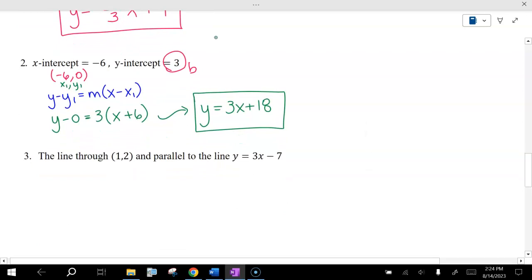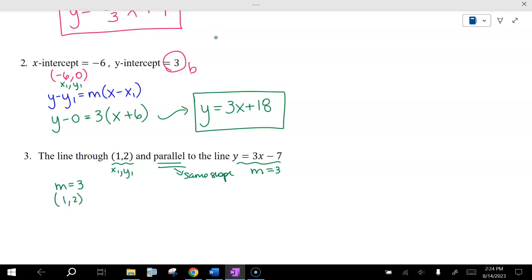Now if we look at this next one, it tells us the line goes through that point 1 comma 2. So there's our x1 comma y1. And it says it's parallel to this line. So if we have a parallel line, we know it has the same slope as this line right here. So if we look at this line right here, we see that the slope is 3. So since we know they have the same slope, then our slope of the line we're trying to find also has 3. So we know we have the bit of data. We know our slope is 3. We have the point 1 comma 2, and we can plug that into point-slope form.